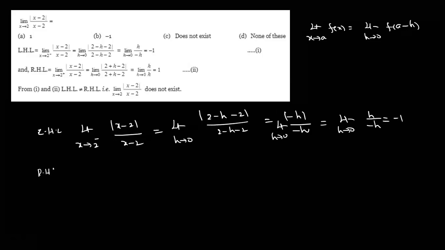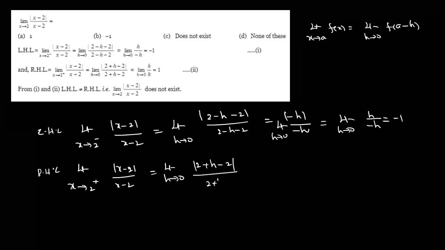What about the right hand limit? The limit as x tends to 2 plus, the right hand limit. So the limit as h tends to 0 of modulus of 2 plus h minus 2 by 2 plus h minus 2. So modulus of h by h. What is the result? Cancelling. The answer is coming 1. So LHS is not equal to RHS.